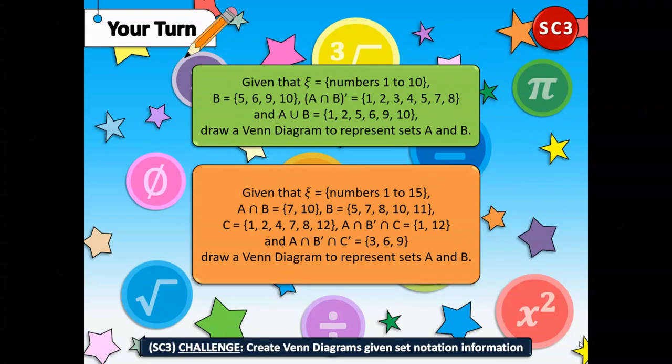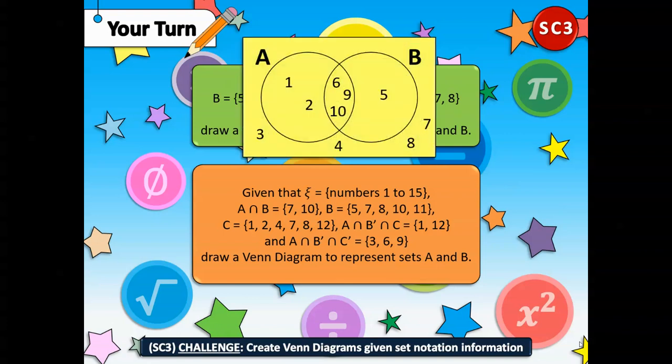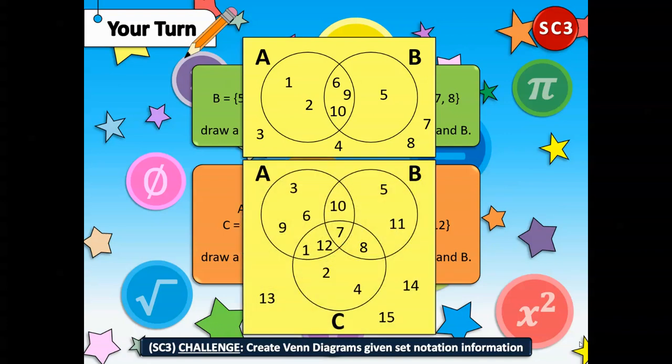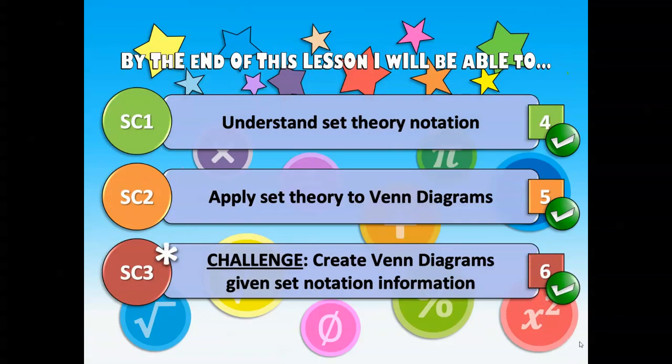Here are 2 questions for you to have a go at. Pause the video, and when you're ready to mark your work, press play. Here are your answers. So there's your green answer, and there's your amber answer. And now we've completed success criteria 3.